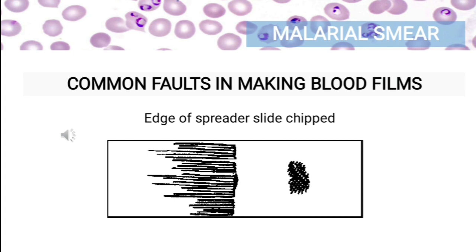Next is the edge of the spreader slide being chipped. When the edge of the spreader slide is chipped, the thin film spreads unevenly. It's streaky and has many tails, as you can see in the picture. The spreading of the thick film may also be affected.